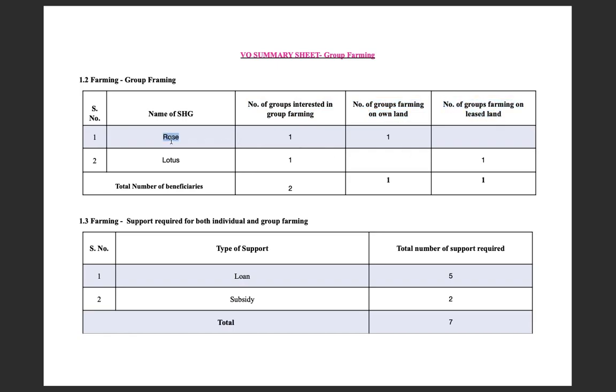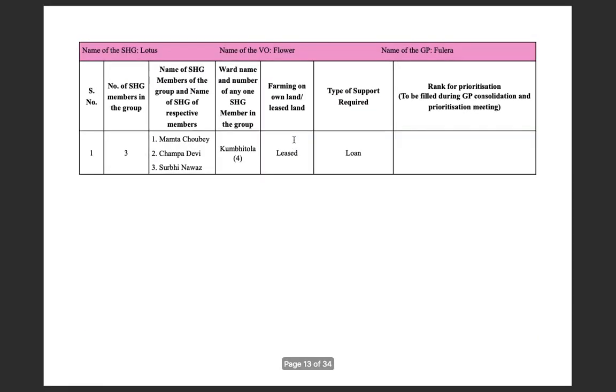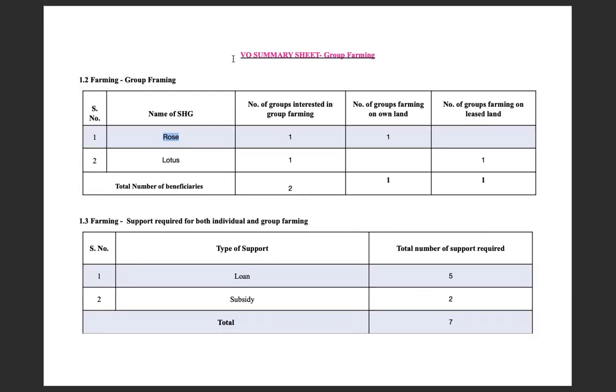So in Rose SHG, as we saw, the number of groups interested was 1. What we have to keep in mind is that we have to write the number of groups, not the number of individuals within that group who are interested in group farming. I would again like to go back and show you that 3 people in one group want to take up group farming in Lotus SHG. So when we are filling the VO summary sheet, the group number will come about as only 1.